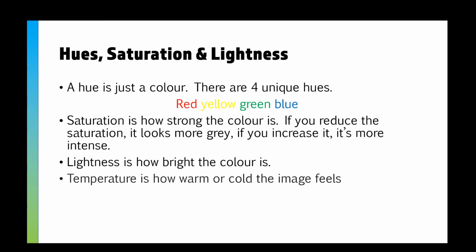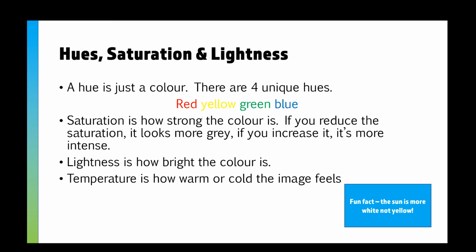So along with the colours themselves, you've also got hue, saturation, lightness and temperature. A hue is just a colour. If you've used Photoshop before, you'll see they have hue presets, so you can make blue hues, red hues, green hues and things like that. Then you've got saturation, that's how strong the colour is. If you have a really low amount of saturation, then the colour goes grey, if you set saturation to 0, and if you increase it to the maximum, it makes the colours look more intense. Then you've got lightness, which is how bright the colour is.